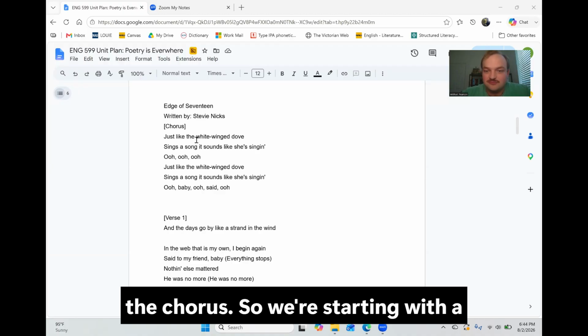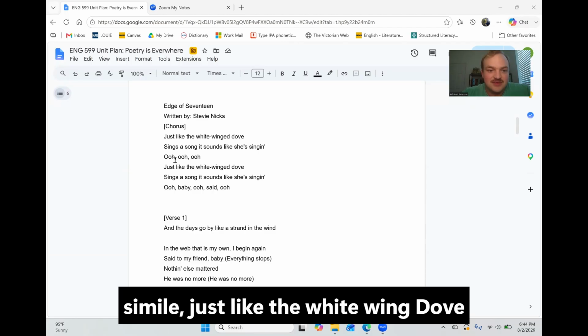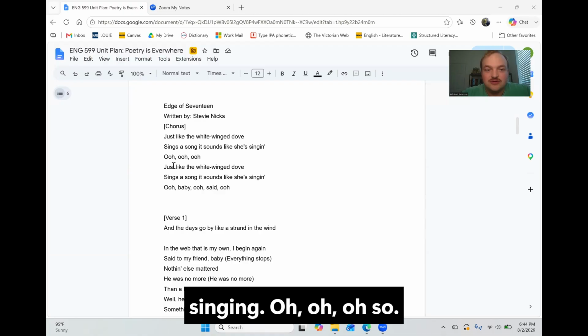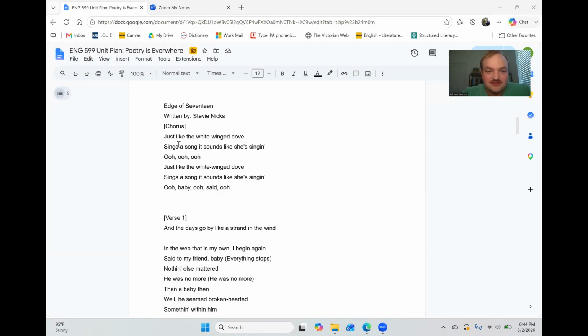So the chorus, so we're starting with a simile. Just like the white-winged dove sings a song, it sounds like she's singing ooh, ooh, ooh.